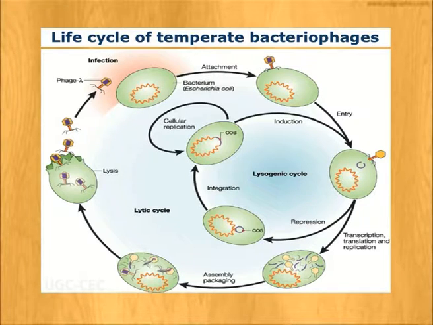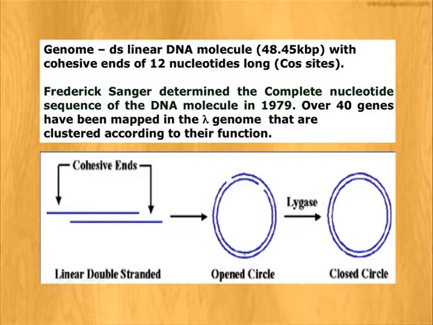But if lambda follows the lysogenic cycle, then it will incorporate its genome into the E. coli chromosome, and the incorporated lambda genome is called a prophage. The prophage state is very stable and it replicates along with the E. coli chromosome.